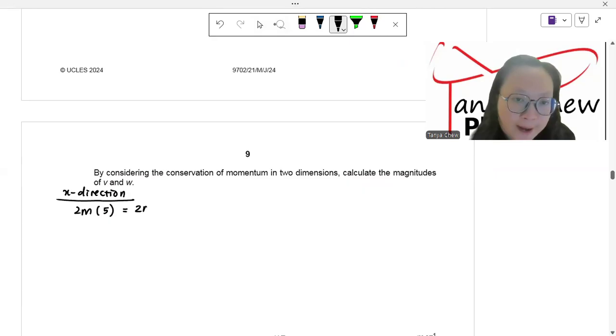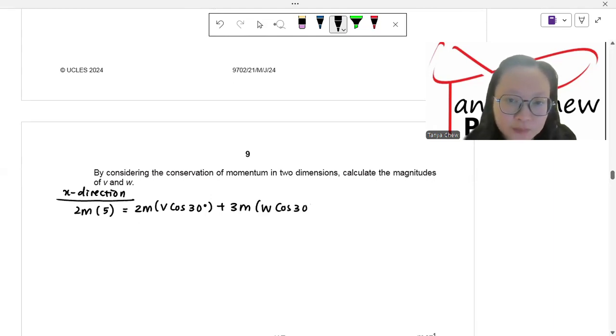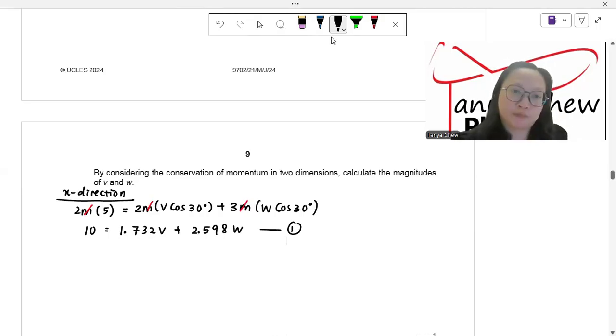I put 2m, mass times velocity, remember? 2m V cos 30 plus 3m W cos 30. What shall I do now? Cancel all the masses. I have 10 equals 1.732 V plus 2.598 W. I put that as the first equation.